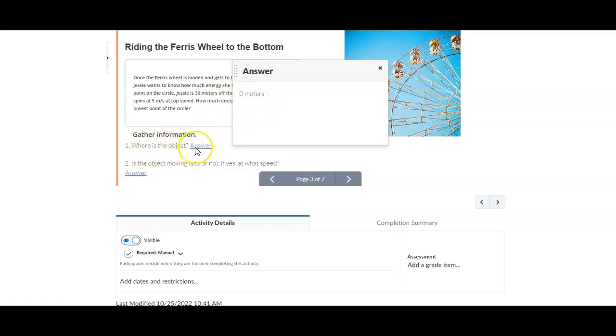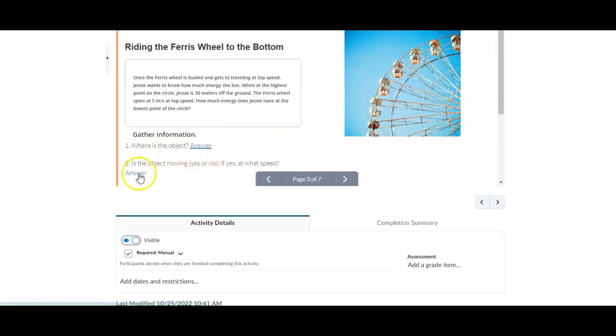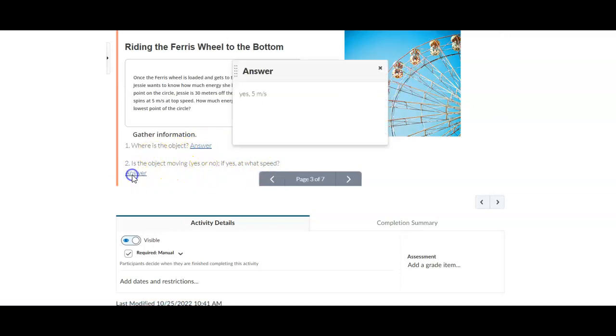So where is the object? It's on the ground. It's 0 meters. And then is the object moving? We know that it is moving. It was 5 meters per second. If you think about that, on the ground, it really can't be sitting on the ground moving 5 meters. That's a little confusing, but at the lowest point, it's going to be sitting on the ground, 0.